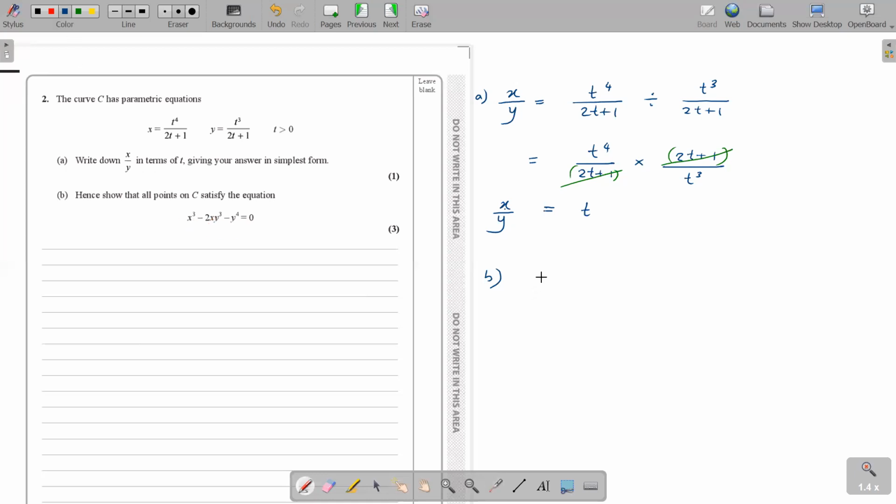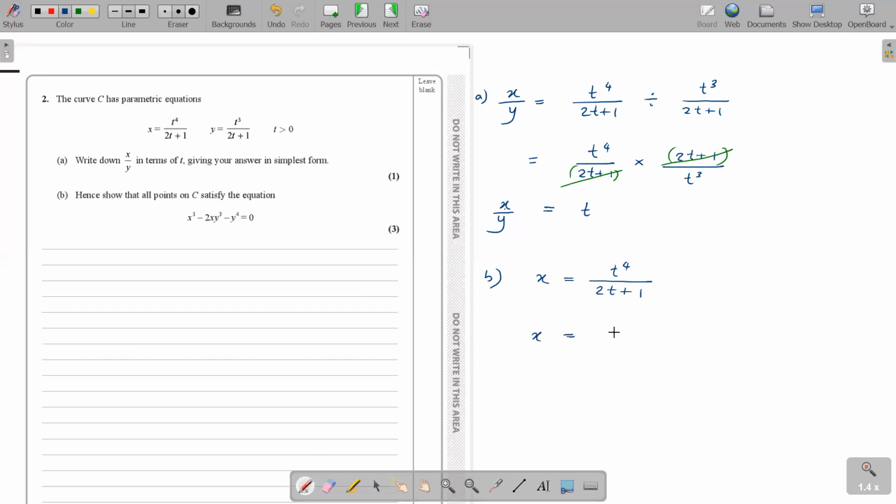So use any one. I'll use x. x equals t to the power 4 over 2t plus 1. And I'll replace t with x over y. I don't need any other substitution, because they use the word hence here. Hence means you must use the help of part A to get the marks. If you do it another way, you will not get the marks.